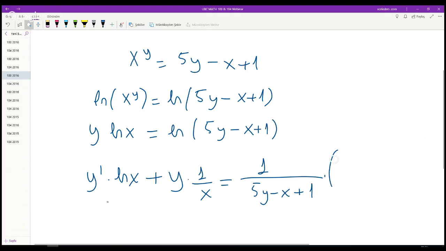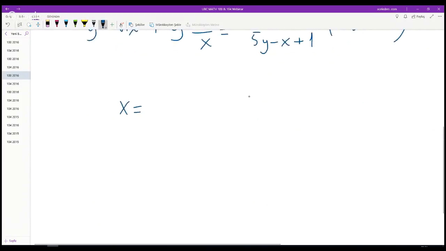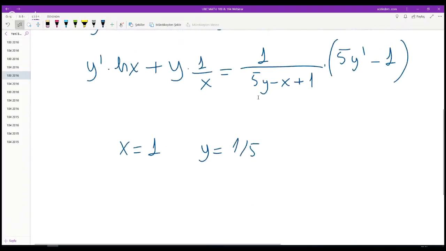What's the derivative of 5y? 5y prime, minus, what's the derivative of x with respect to x? 1. And the derivative of 1 is just 0. So I have the derivative. Don't forget that you need dy over dx at the point 1 over 5. You don't need to find the functional form. So just x equals 1, y equals 1 over 5. Just replace these values and find the derivative.